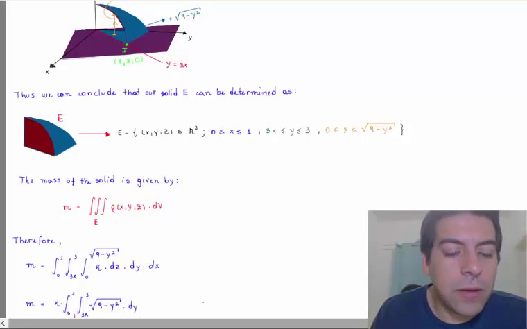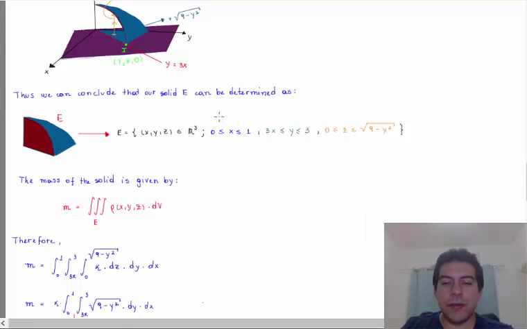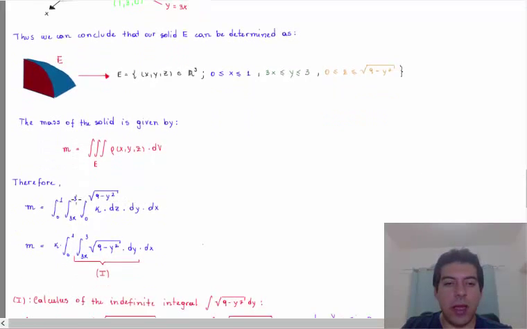The mass of the solid E is defined as the triple integral in E of the density function rho of x, y, and z dV. Substituting these integration limits into this integral, we can conclude that the mass m can be represented as the integral from 0 to 1 of the integral from 3x to 3 of the integral from 0 to square root of 9 minus y squared.